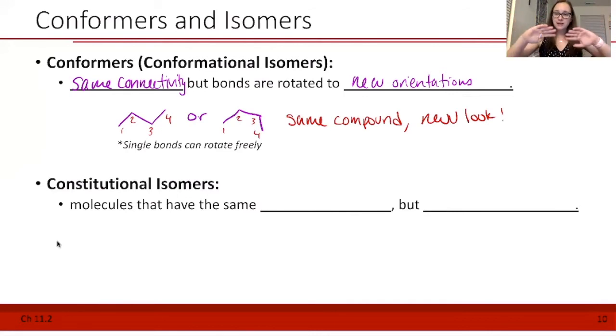Pay attention to if the molecule is just flipped, the atoms are still in the same orientation to each other. So that would not be a conformer. So like if I were to draw that, these two are not conformers of each other. They are the same conformer.